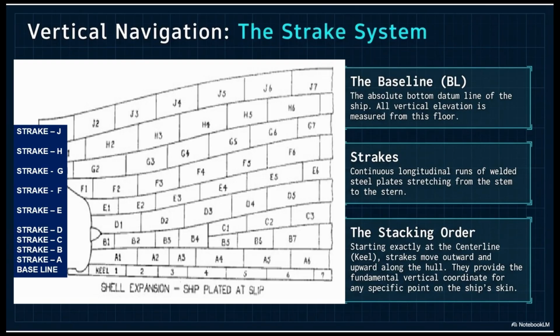Slide 11. The strake system. The baseline, the absolute bottom datum line of the ship. All vertical elevation is measured from this floor. Strakes: continuous longitudinal runs of welded steel plates stretching from the stem to the stern. The stacking order: starting exactly at the center line keel, strakes move outward and upward along the hull. They provide the fundamental vertical coordinate for any specific point on the ship's skin.